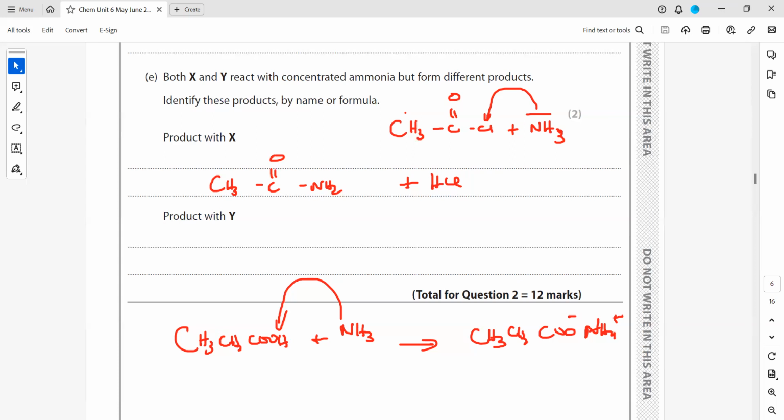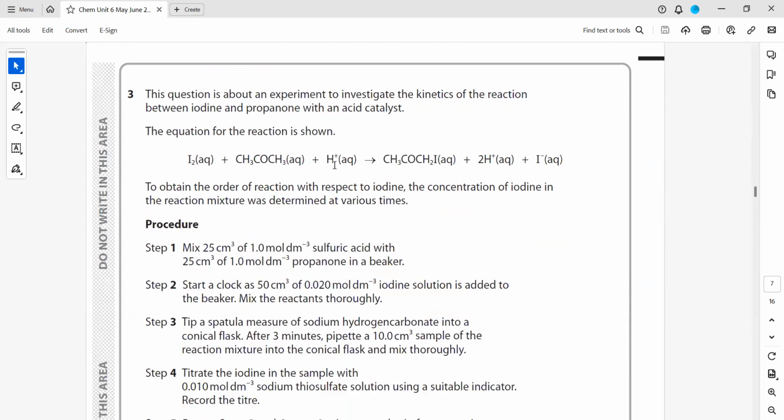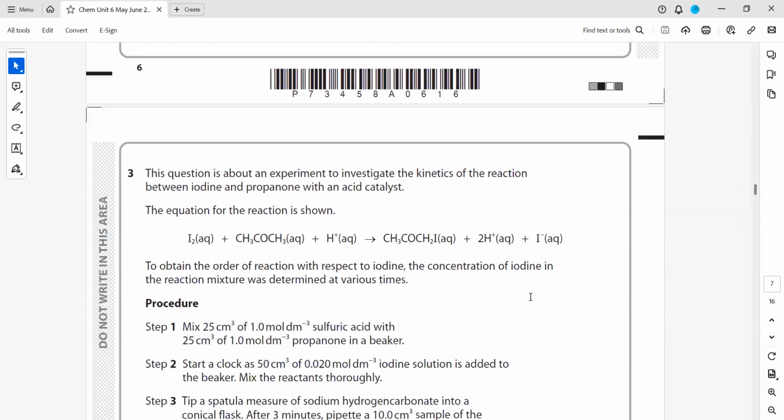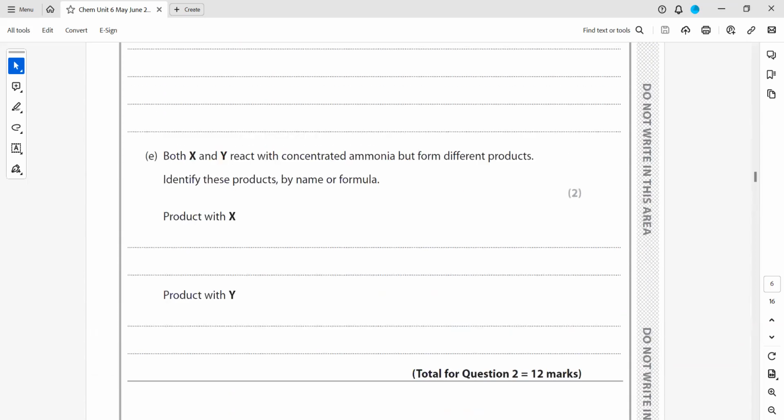So unit 6, as I mentioned, you will do better in unit 6 when you solve more past papers.